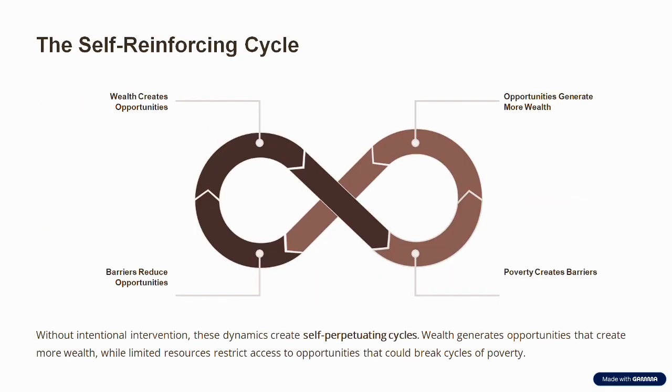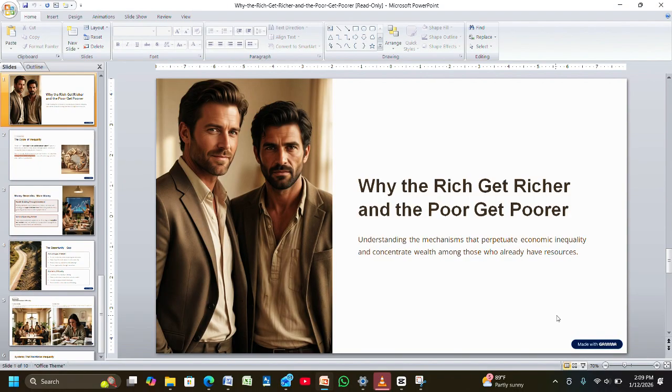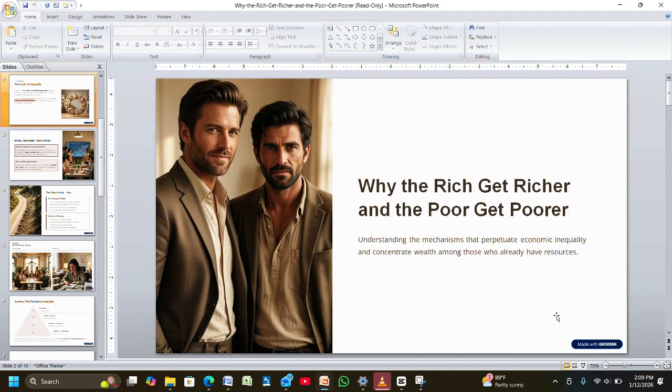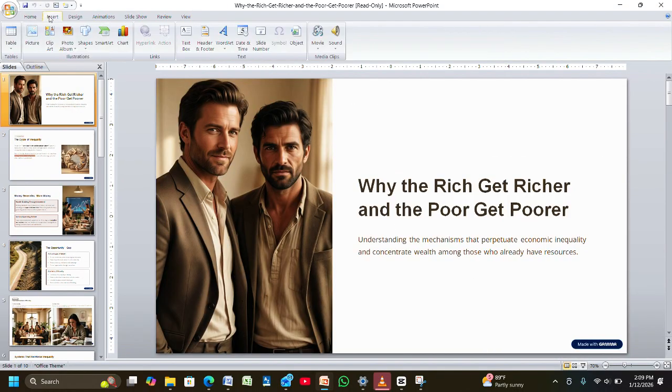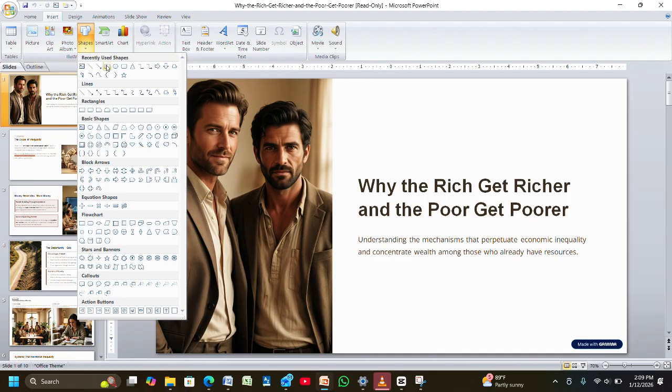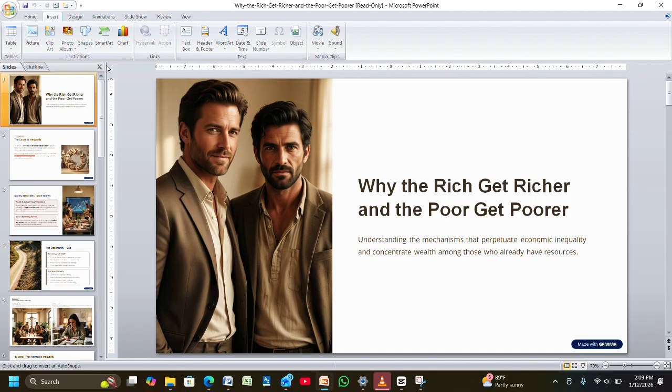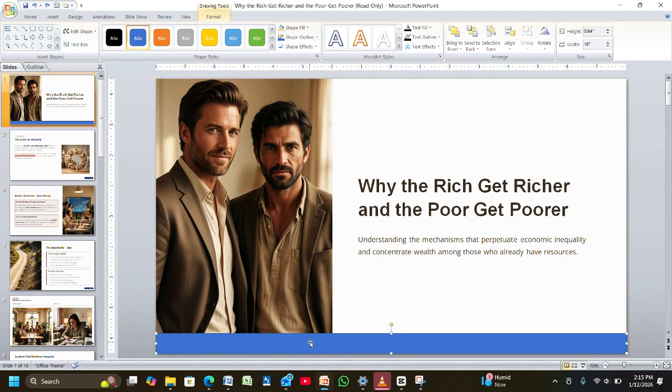To remove the watermark, open your downloaded presentation in Microsoft PowerPoint. Go to Insert, select Shape, and choose a rectangle. Resize the rectangle to cover the lower part of your slide, where the watermark appears. You can then adjust the color of the rectangle to match your slide background or theme, so it blends in seamlessly.